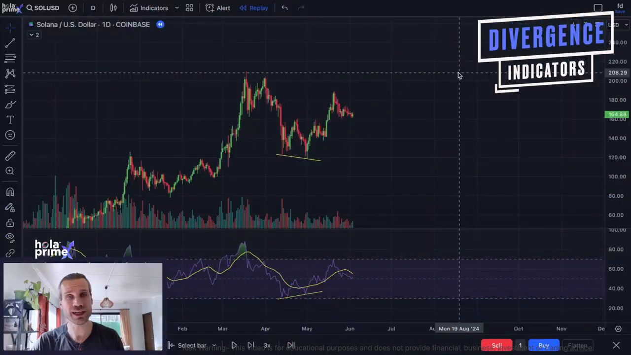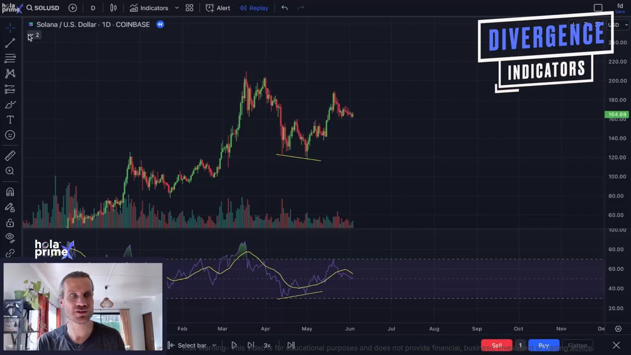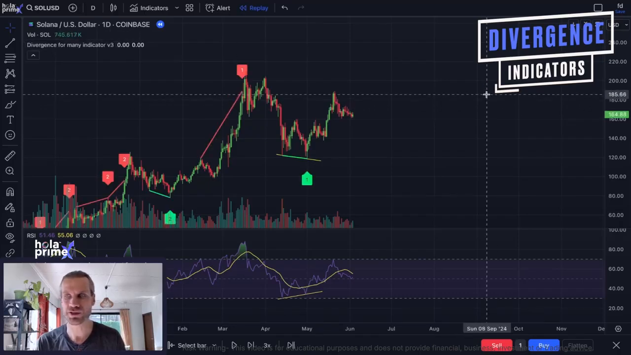So you might be wondering now if there are any indicators you can use to make the challenge of spotting divergence a little easier. Well, yes, there is. This is Divergence for Many version 3. There is a version 4. I'll link to it in the description. And by simply adding this to your chart, it will highlight where the divergences are occurring and how many divergences are occurring. It looks at multiple oscillators such as the RSI, stock RSI, MACD, CCI, momentum, etc. in search of any potential divergences for you.